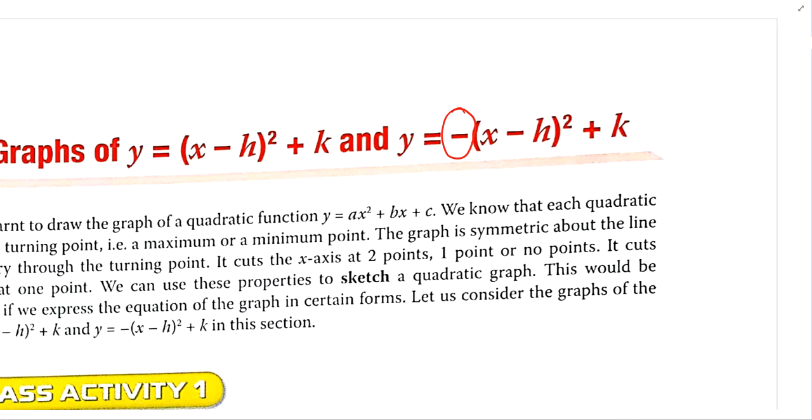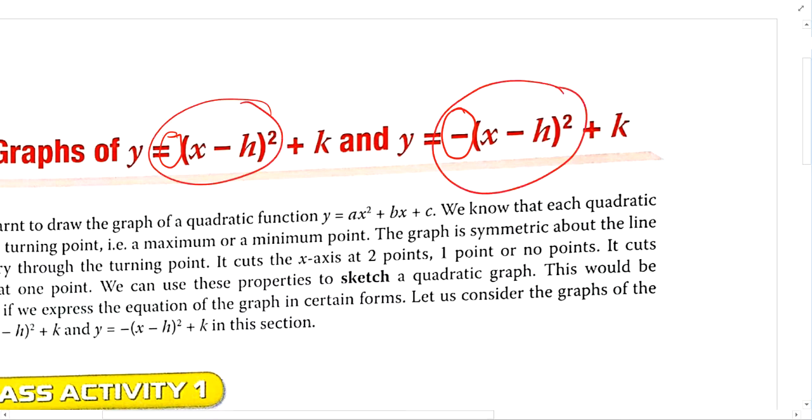Okay, use the correct terms. There is a negative sign outside this perfect square. Is there a negative sign outside this perfect square? No. That means it is positive or negative? Positive. This is positive. This is negative.